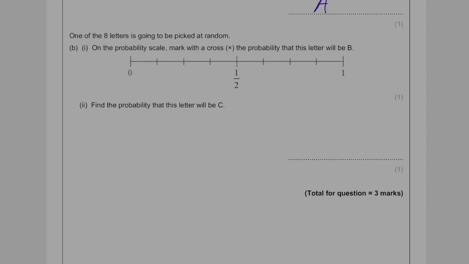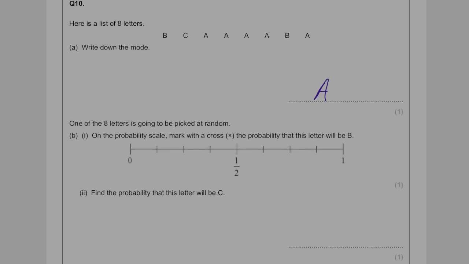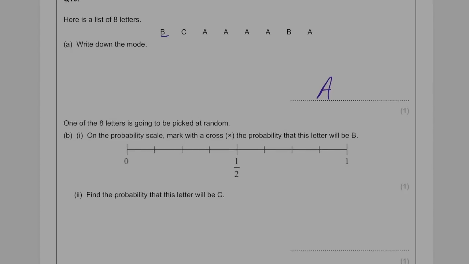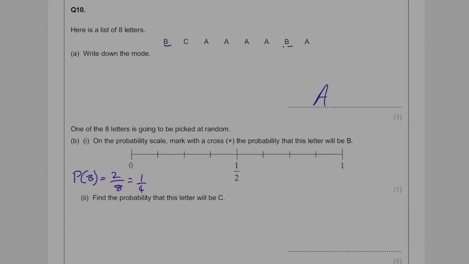One of the 8 letters is going to be picked at random. On the probability scale, mark with a cross the probability that the letter is a B. So we've got 2 B's. So the probability of B is going to be equal to 2 out of the number of outcomes, which is 8, which is the same as 1/4. I'm looking for quarter, so that's going to be marked there. If we've got half here, and a quarter is going to be half of that distance.